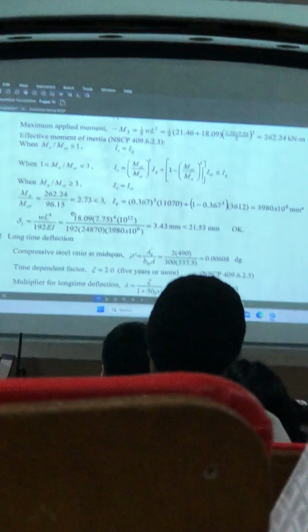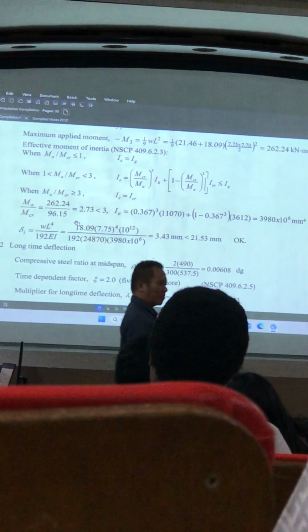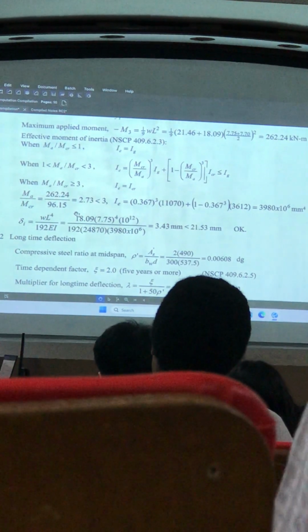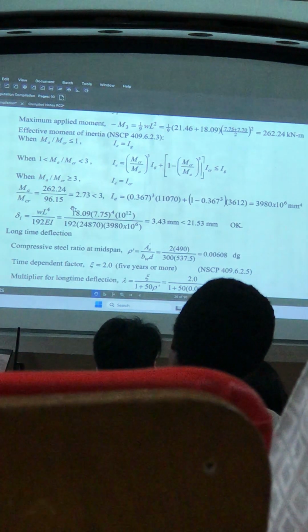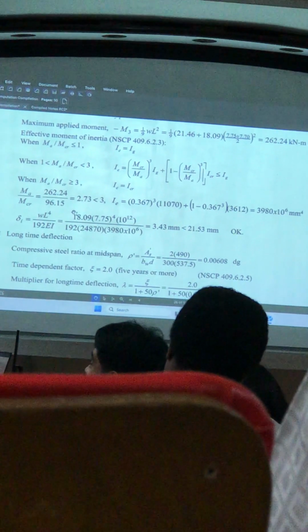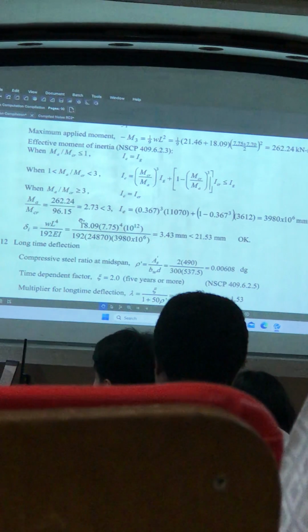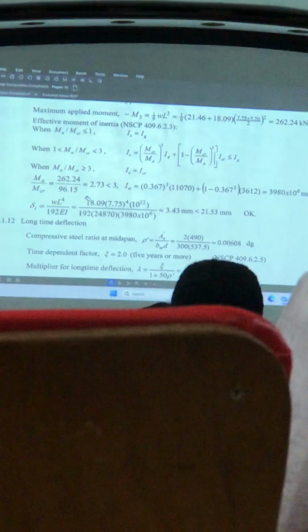Now, for the deflection formula, if simply supported with a uniformly distributed load, the formula is 5 wL to the 4th over 384 EI. If fully restrained at both ends, the deflection formula is wL to the 4th over 384 EI. If simply supported, it is 5 times that.